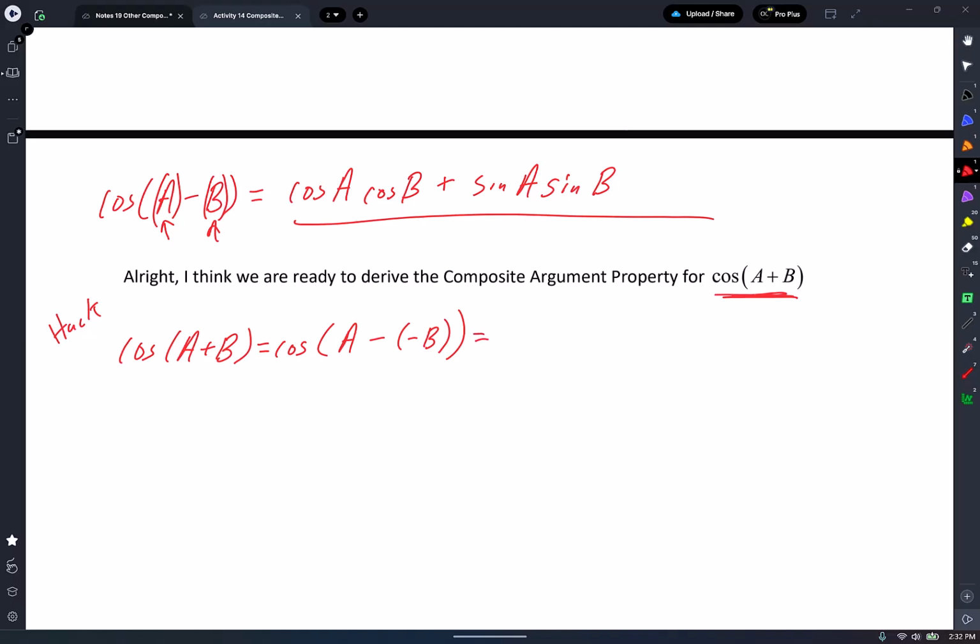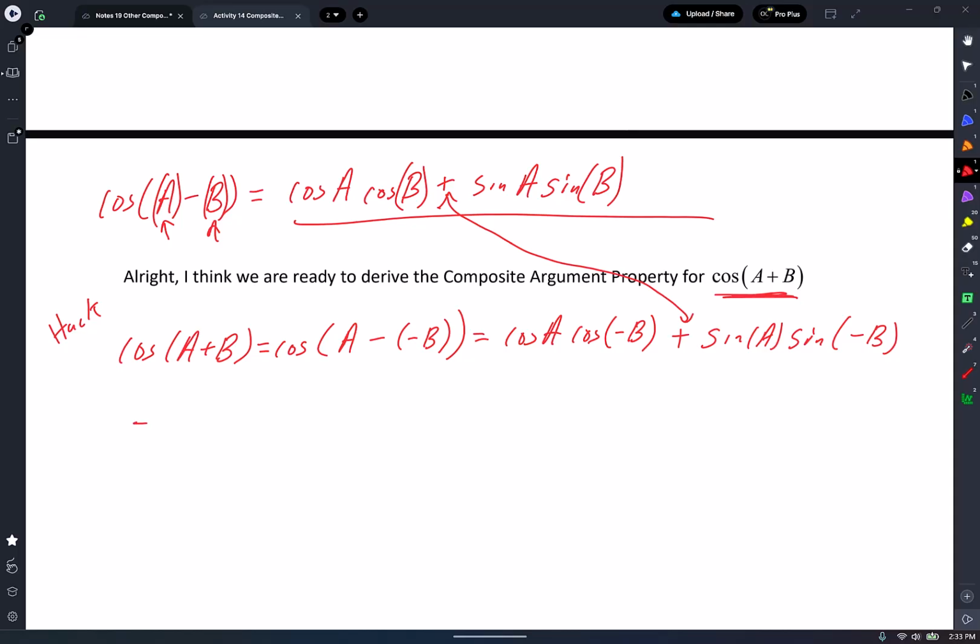So now all I'm going to do is this. I'm going to write cosine A cosine, but instead of writing cosine B, I'm going to write cosine of negative B, plus, and that plus is this plus, sine of A, and you don't have to put a parenthesis on the A, but I just did, sine of negative B. Are we still okay?